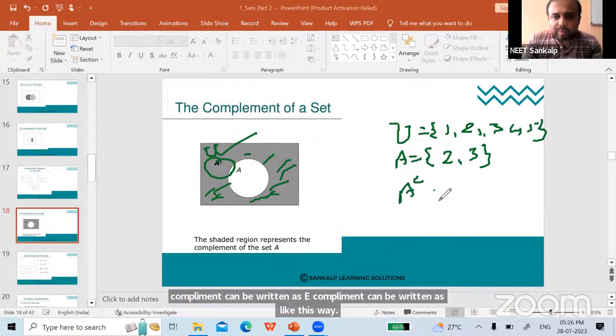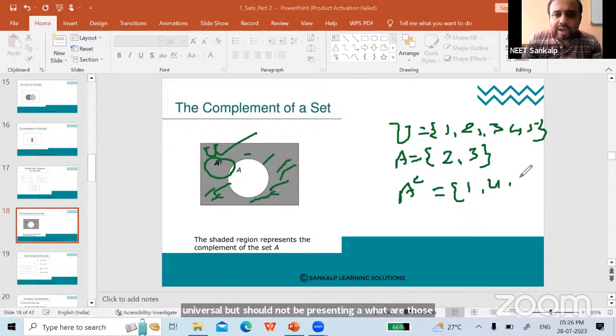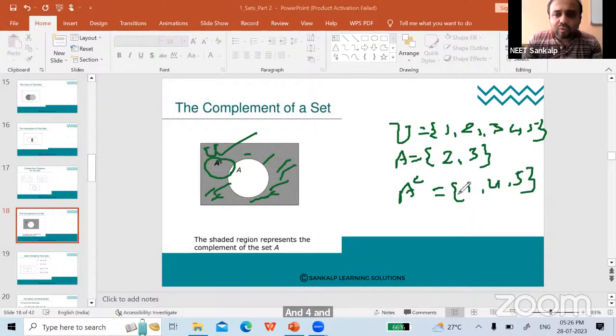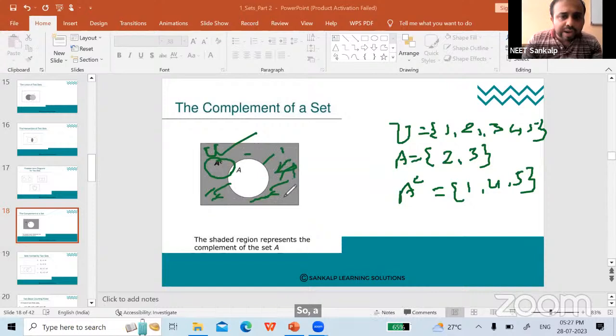The element should be present in the universal set, but should not be present in A. What are those? That is 1, 4 and 5. These are the complement of A, which are present only in the universal set but not in the A set. So A complement will be represented here in the shaded part, that is 1, 4, and 5.